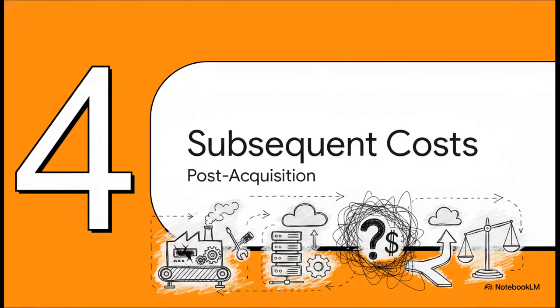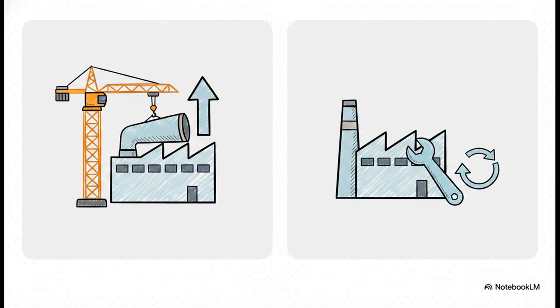Which brings us to Section 4, Subsequent Costs After Use. Time to navigate the murky waters of post-acquisition. So we're shifting our timeline. The asset has been acquired, installed, and it's humming along beautifully on the factory floor. But, assets break down, they need upgrades. This is where navigating the rules gets notoriously tricky and where your professional judgment is really put to the test.